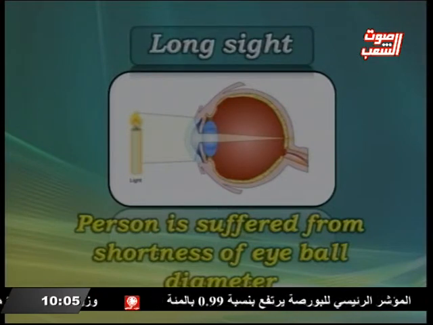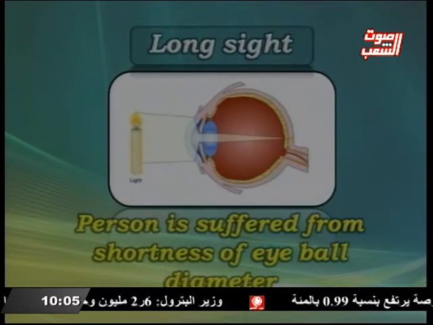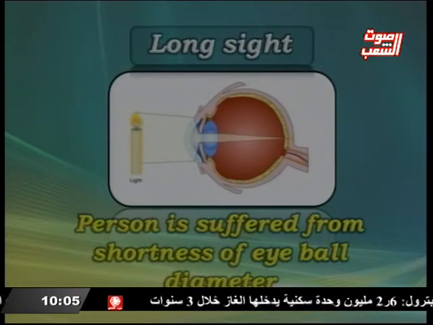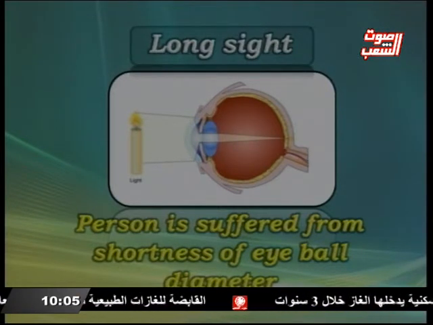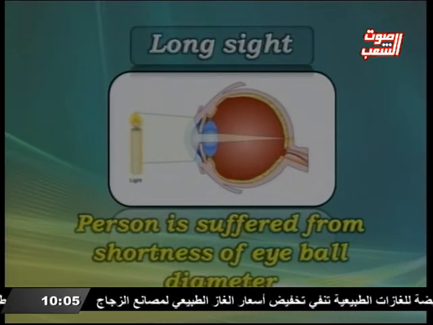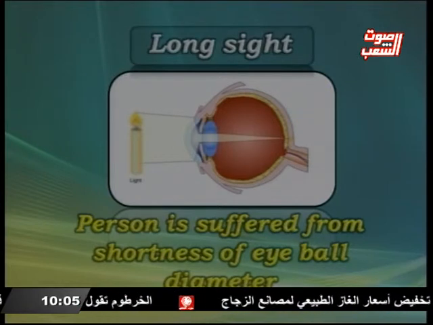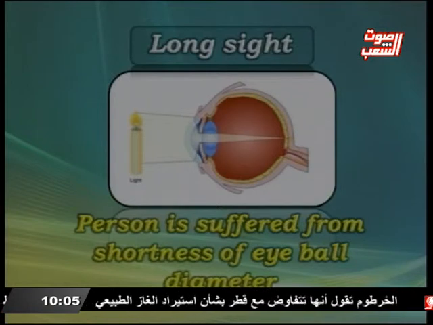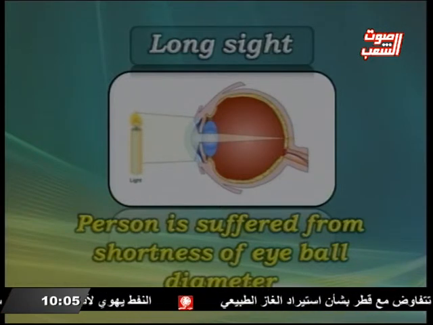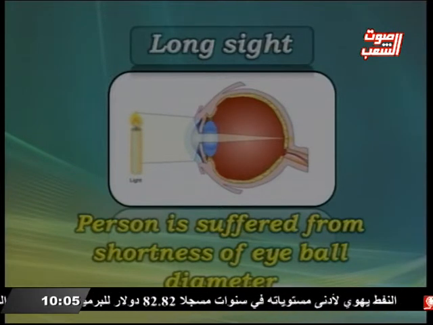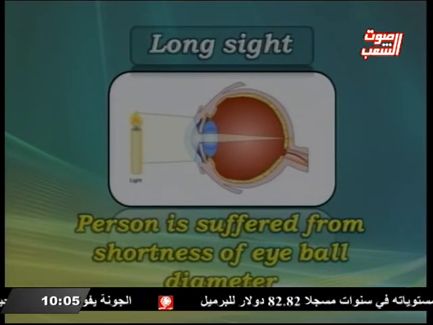And we have the treatment of this case. This case is treated by a convex lens. The convex lens is the reading glasses that we find in pharmacies. The convex lens is the treatment of this case of long sight. Now we have a video to see how you see anything around you in your environment. Let's go to see this video.